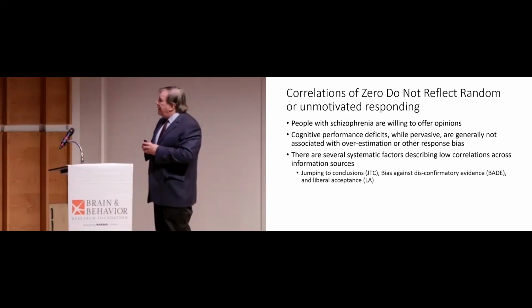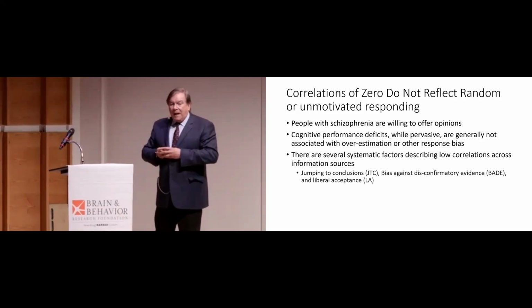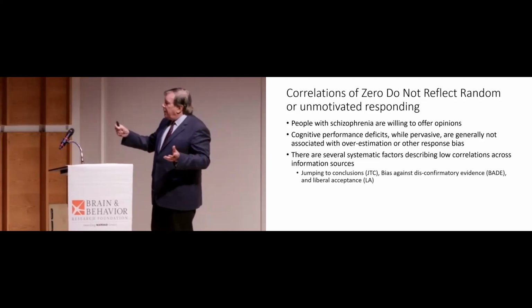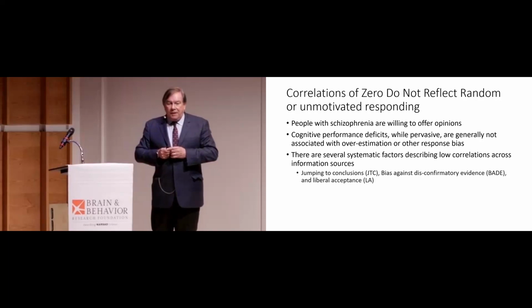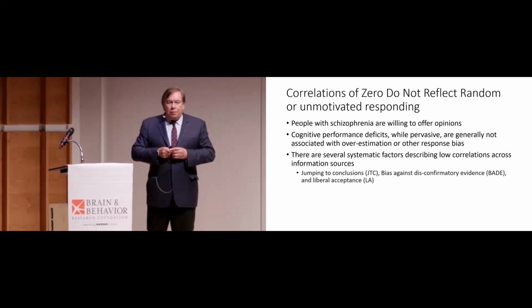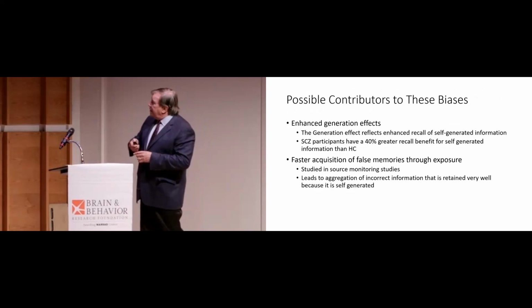What we also see is that there are several systematic descriptions previously of these phenomena: jumping to conclusions, bias against disconfirmatory evidence, liberal acceptance. Those are conceptual terms and they sound a little bit pejorative, but we have found some real neuroscience underpinnings of some of those things.